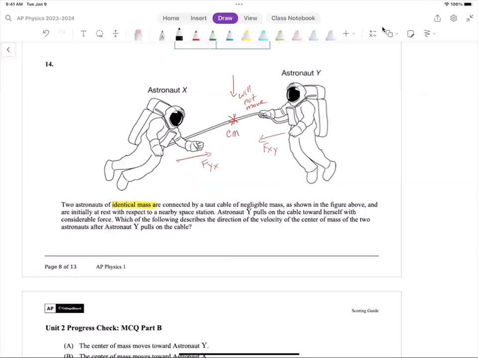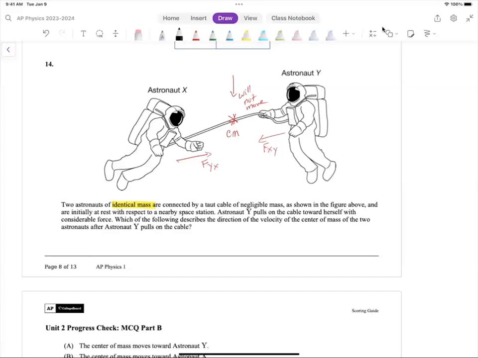Two astronauts of identical mass, that means they're identical, are connected by taut cables of negligible mass. The cable is massless, as shown in the figure. They're initially at rest with respect to a nearby space station. Astronaut Y pulls on the cable towards herself. So she puts a force on the cable, which then puts a force on astronaut X.